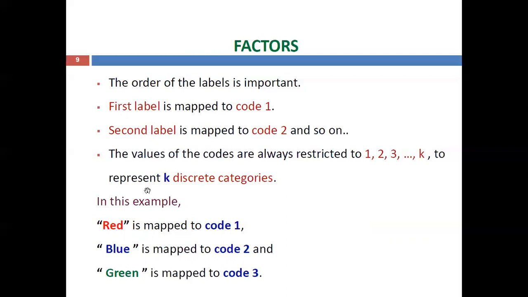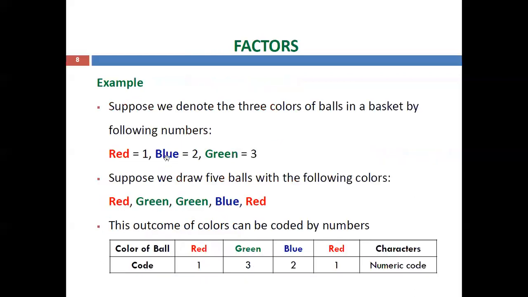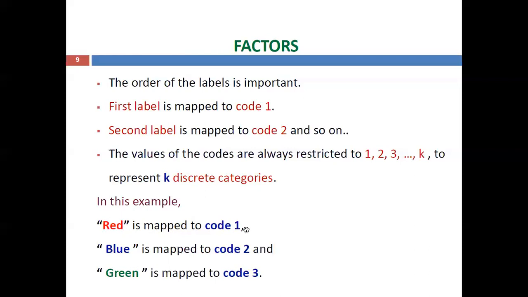So in our example, the first color red is mapped to code 1, the second color blue is mapped to code 2, and the third color green is mapped to code 3. Here you can observe the order. First red is given and coded as 1, second blue coded as 2, third green coded as 3. So the same order we need to follow. That's why the order of the labels is very important in factors.